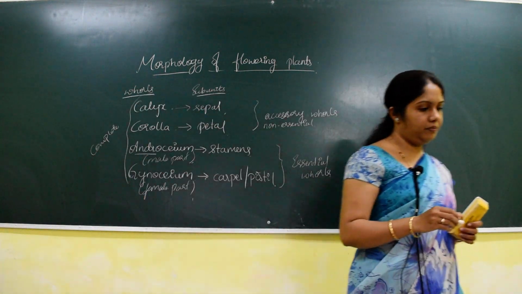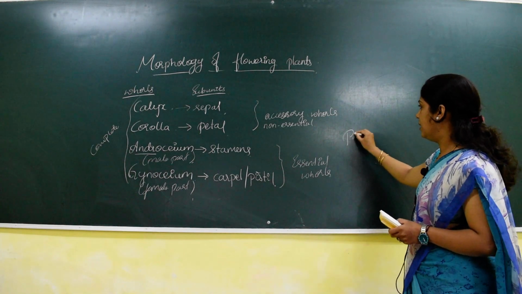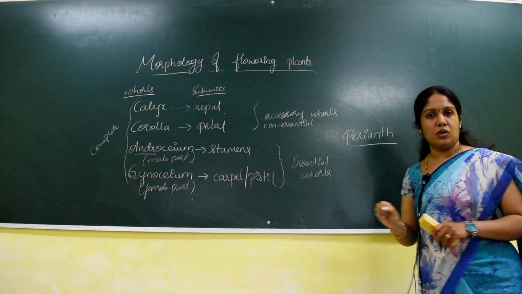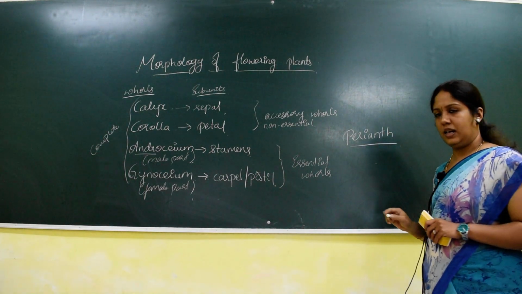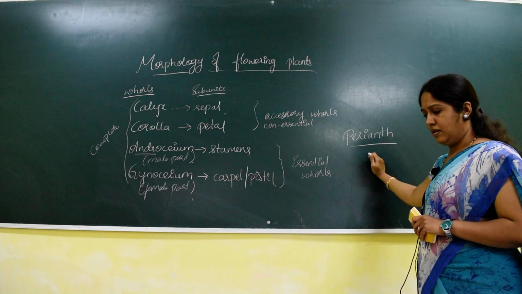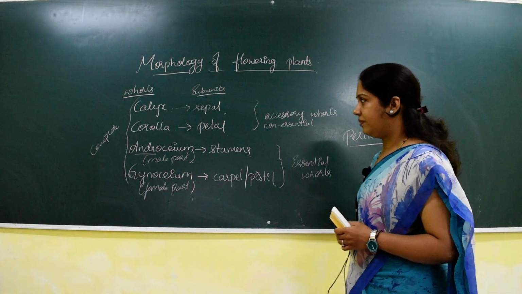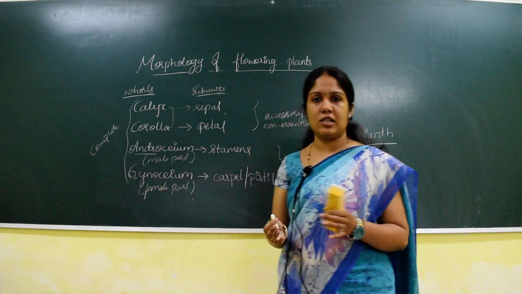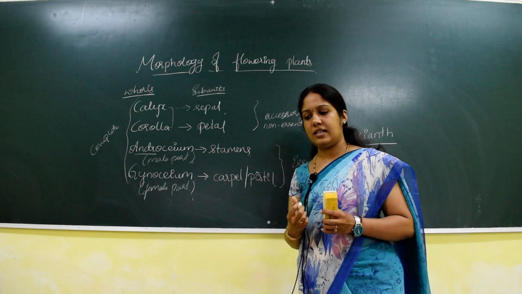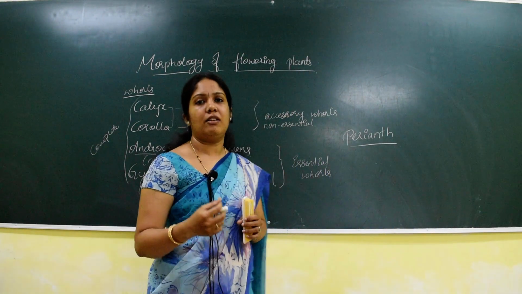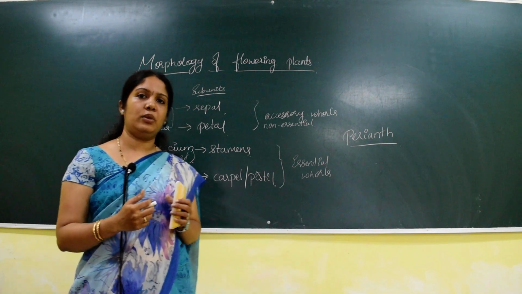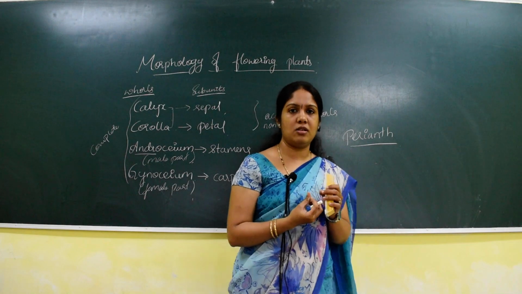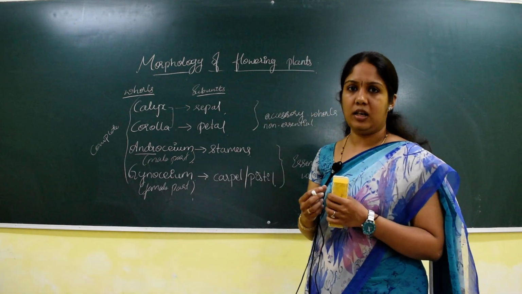Next, there is another word called perianth. So what is this perianth? In some flowers, the calyx and corolla are fused, not separate. In the last class I showed you the hibiscus flower. In that flower we can easily distinguish between the calyx and corolla. The green part at the bottom of the flower was the calyx, and the colored part of the flower was the corolla.